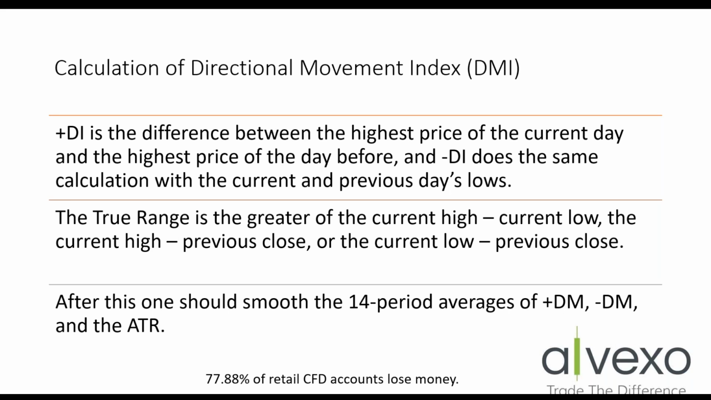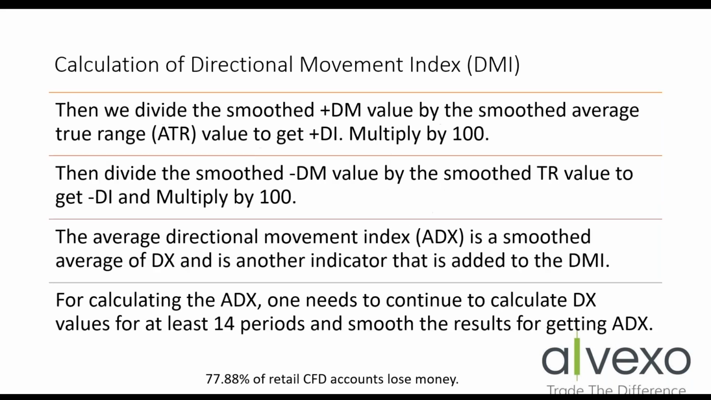The minus DI does the same calculation with the current and the previous day's lows. So it's not concerned with the opens or the closes, just the high and just the low. And then you could smooth it out, and most of us do, with a 14-day average. So let's pop up a chart here for you.